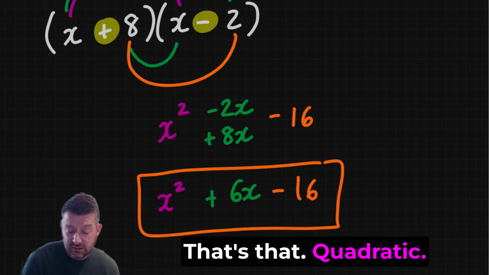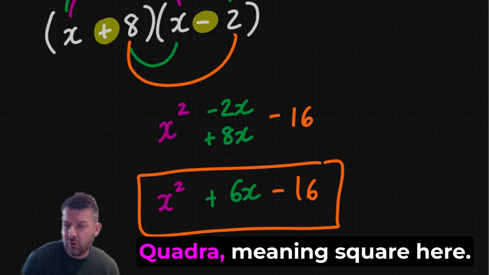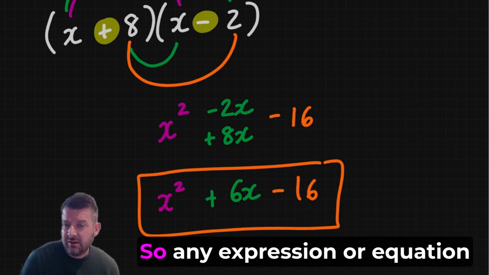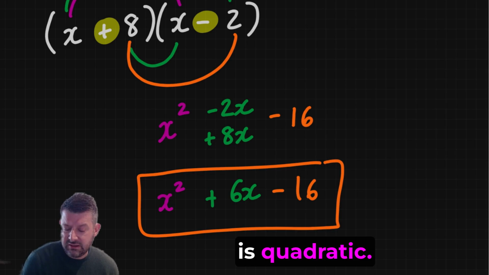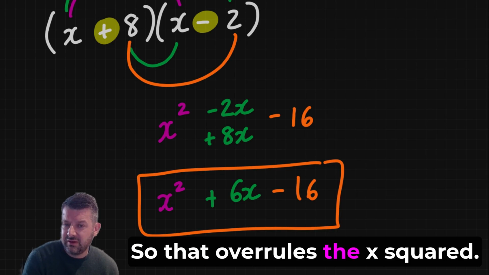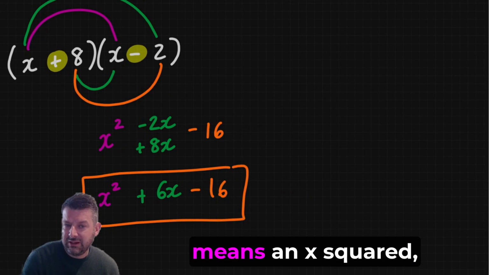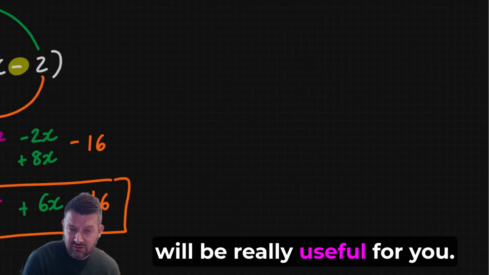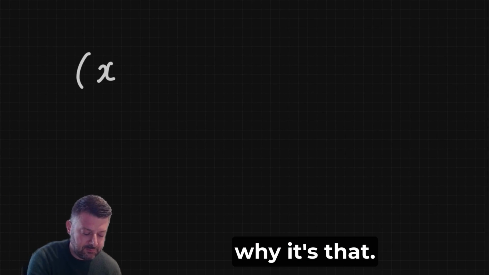That's that quadratic. It's called a quadratic because it's got an x squared. Quadra meaning square here. So any expression or equation which has got an x squared is quadratic. If it's got an x cubed, it's cubic. So that overrules the x squared. So knowing what that means, knowing that quadratic means an x squared will be really useful for you. It helps a lot just knowing why it's that.